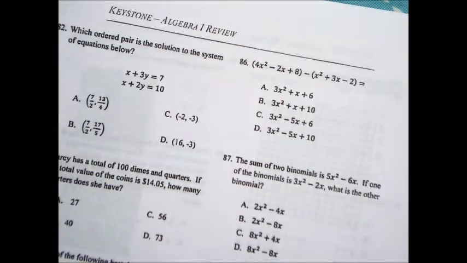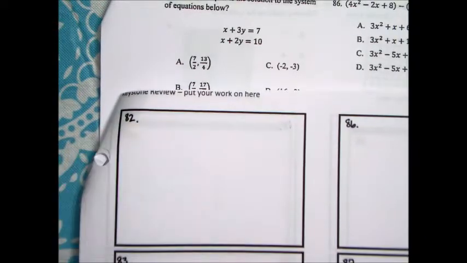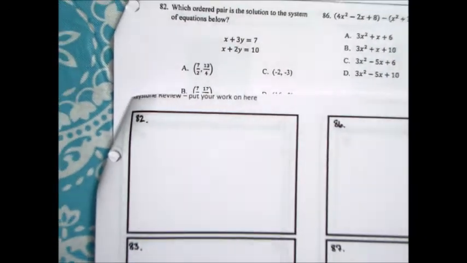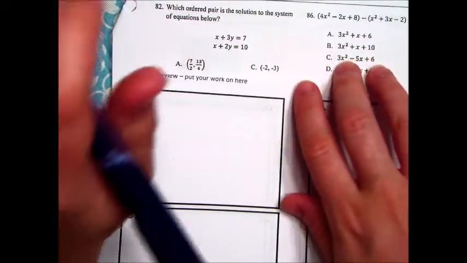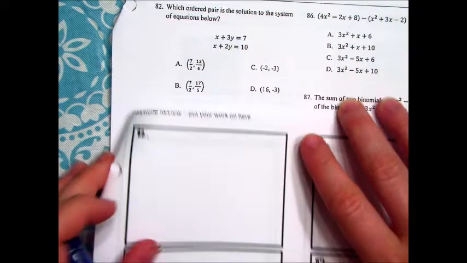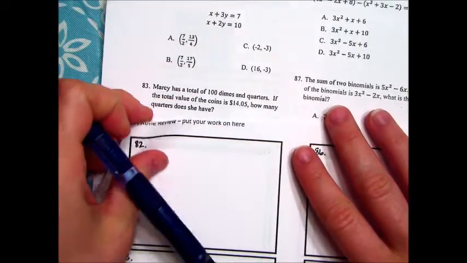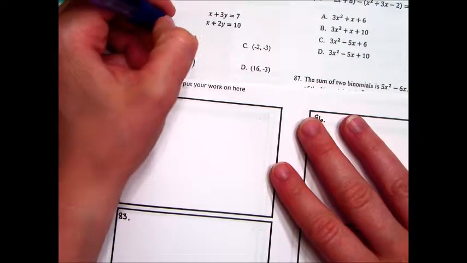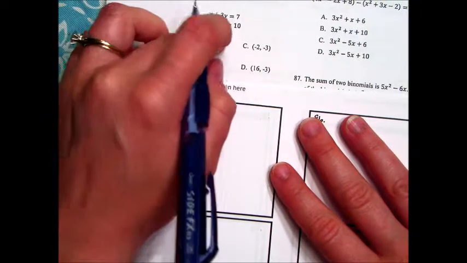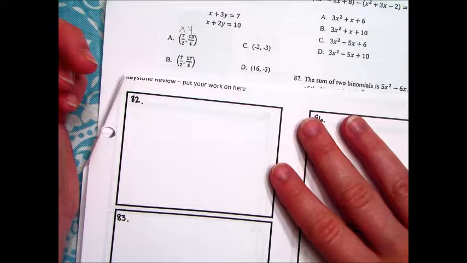82. Which ordered pair is a solution to the system of equations below? You have a few options here. Probably what's going to be best for you guys is to try this as x and to try this as y and plug them in and see if you get a true statement.